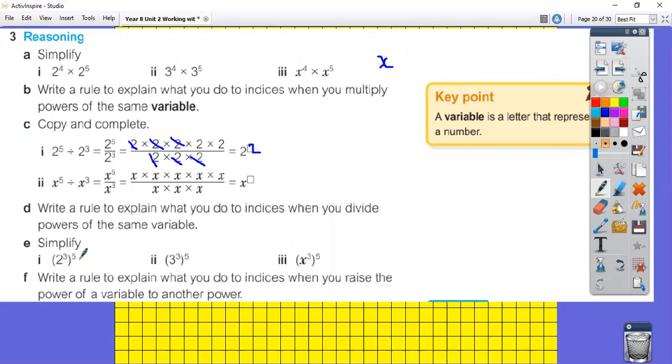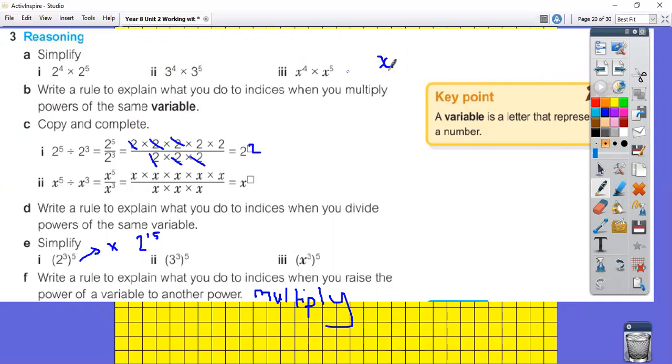Now, when you're raising one power to the next, here you've got 2 cubed raised to the power of 5. In these kinds of questions, you multiply the powers. So 2 to the power of 3 raised to the power of 5 is actually 2 to the power of 15. When you're raising one power to another, you don't add them, you multiply them. So if it asks you, write a rule to explain what you do to indices when you raise a power to another power, you multiply the powers.